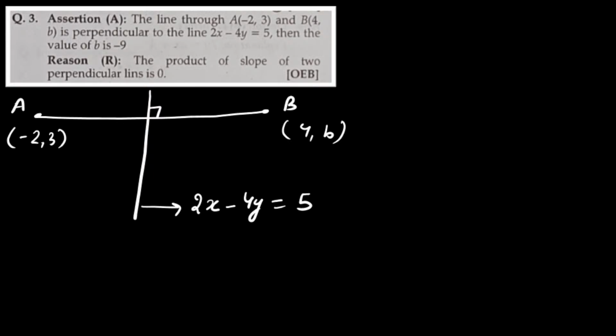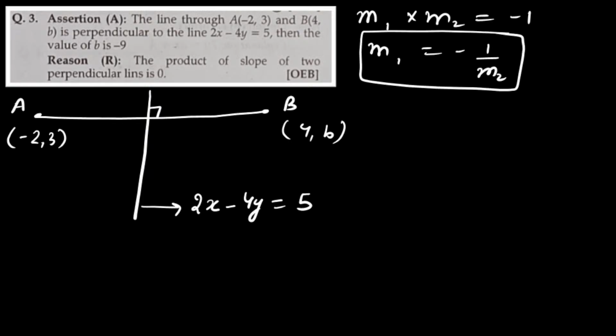I want you to tell me the answer. If two lines are perpendicular, what's the relation between their slopes? We did this yesterday. I told you if two lines are perpendicular, then m1 into m2 is equal to minus 1. Both things you have to remember: m1 into m2 is equal to minus 1, or m1 is equal to minus 1 by m2, or the slope of one is the negative reciprocal of the other.